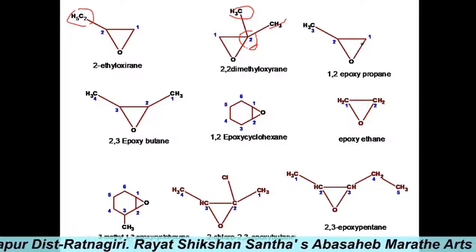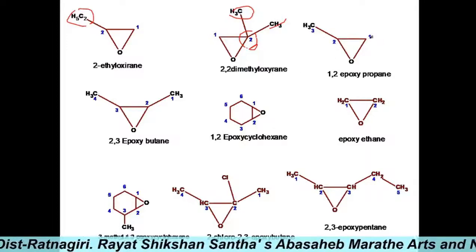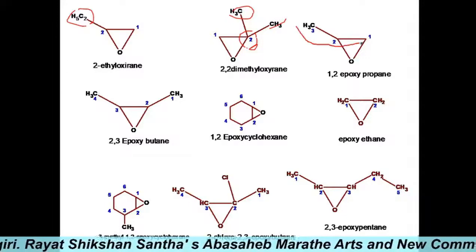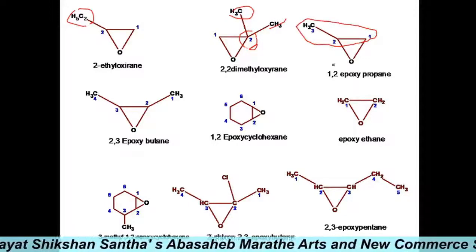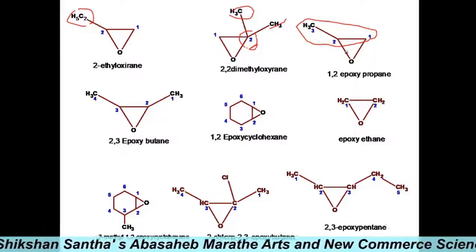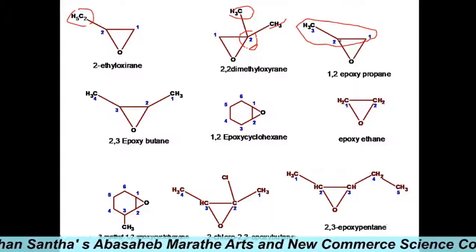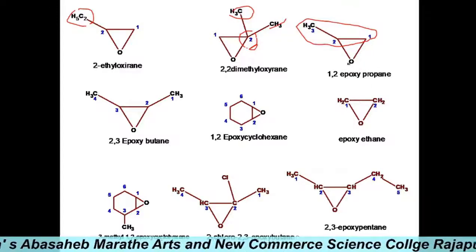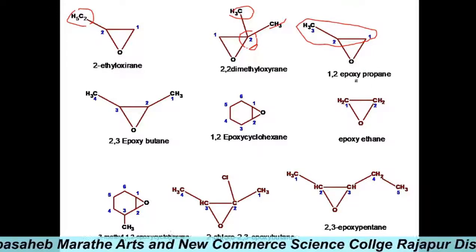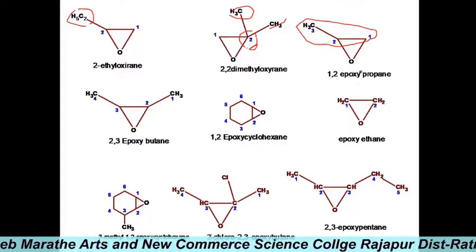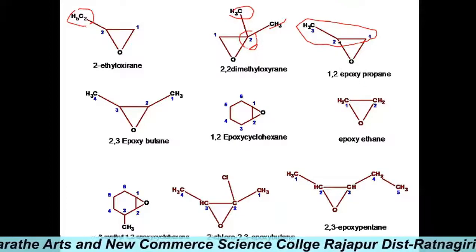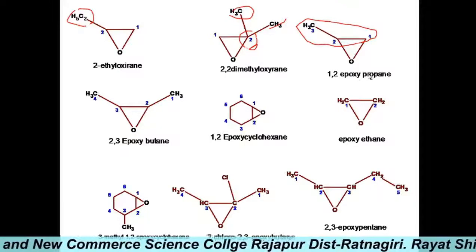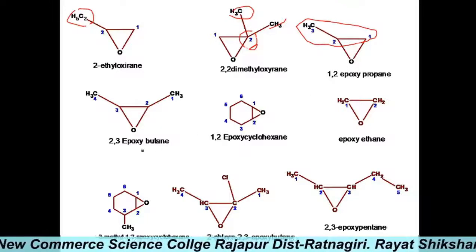Second example, numbering starts like this: position 1, 2, 3. So the total carbon is 3, propane. Positions 1 and 2 have the oxygen. Therefore, 1,2-epoxypropane. For an epoxide, the prefix used is epoxy, and the positions are shown by the oxygen, that is, the first position and the second position. So 1,2-epoxypropane.